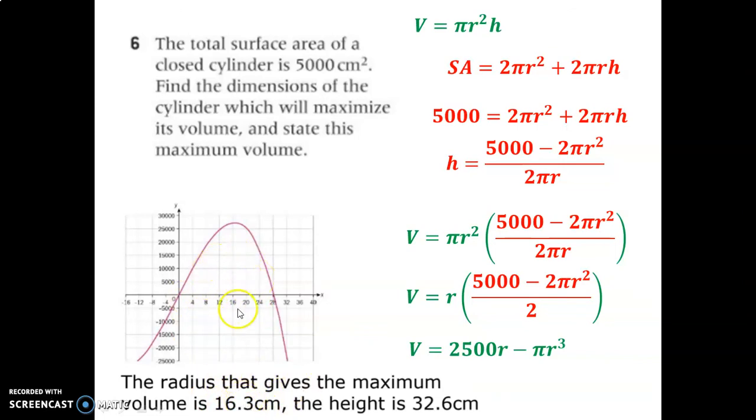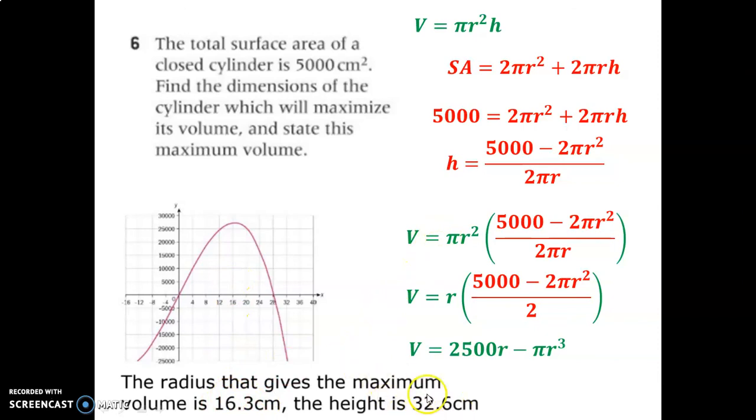16.3. Is this even the right graph? Something doesn't look right there. The height, this might not even be the right. No, the radius. Oh, okay. So the maximum volume is here. It looks like a very big number, 20, I don't know, 28,000 or something. But the radius that produces that is 16.3, and that's what we have here. So that would be the optimal radius.